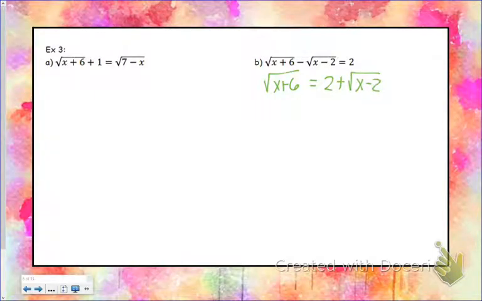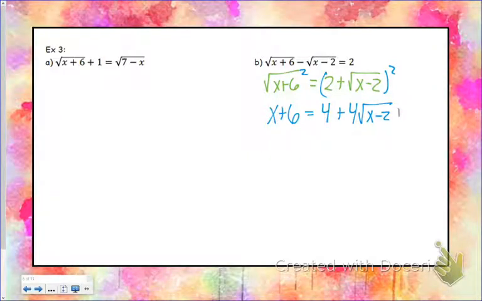All right, so if I were you guys, I would go ahead and pause the video, try and work this one out on your own, and see what you get. But I'm going to go ahead and finish this one up. All right, so square both sides. So x plus 6 is 4, plus 4 square root of x minus 2, plus x minus 2. Okay, get the square root by itself. So subtract x from both sides. I would subtract a total of 2, because 4 minus 2 gives us 2. So I end up with 4 equals 4 times the square root of x minus 2.